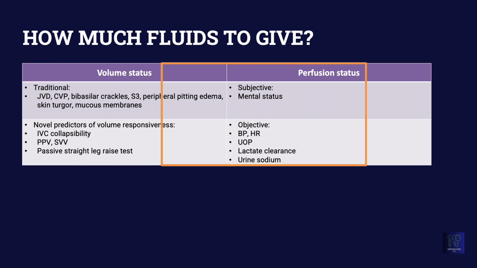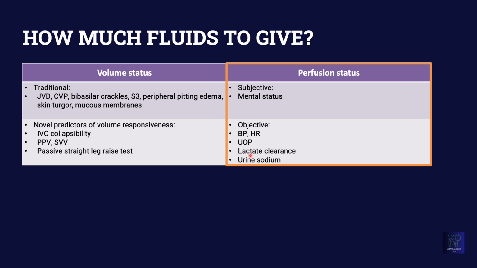Then look at the perfusion status, things we already discussed. Do a head to toe assessment and understand the perfusion status of the organs. Now, some people like to use urine sodium as well to assess perfusion of the kidneys in hypovolemic patients. The rationale is that if kidneys are not getting enough blood supply, they sense that and they try to conserve sodium to preserve intravascular volume.